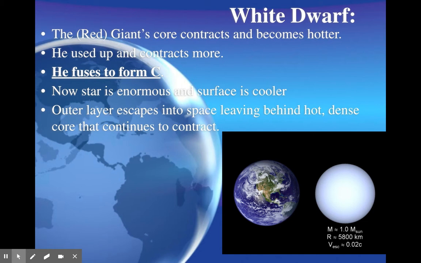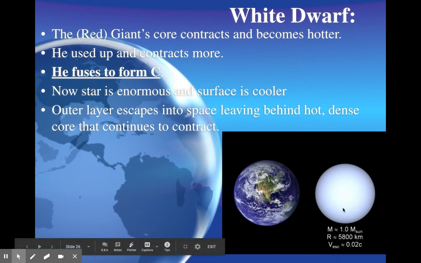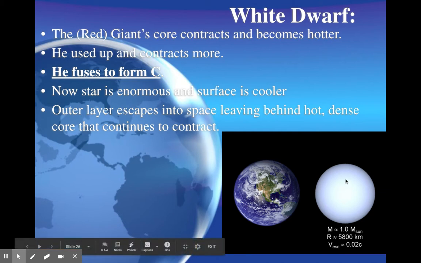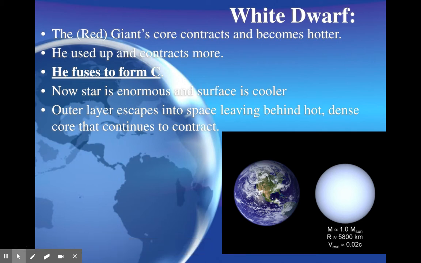Our sun, which we saw on the one video about the size, is much bigger than Earth, but it will only be about the size of Earth. The core will be left over. It'll be incredibly, incredibly hot, but not very bright. Remember on the HR diagram, those white dwarfs are in the lower left-hand corner, so they're much dimmer, but they're super, super hot.